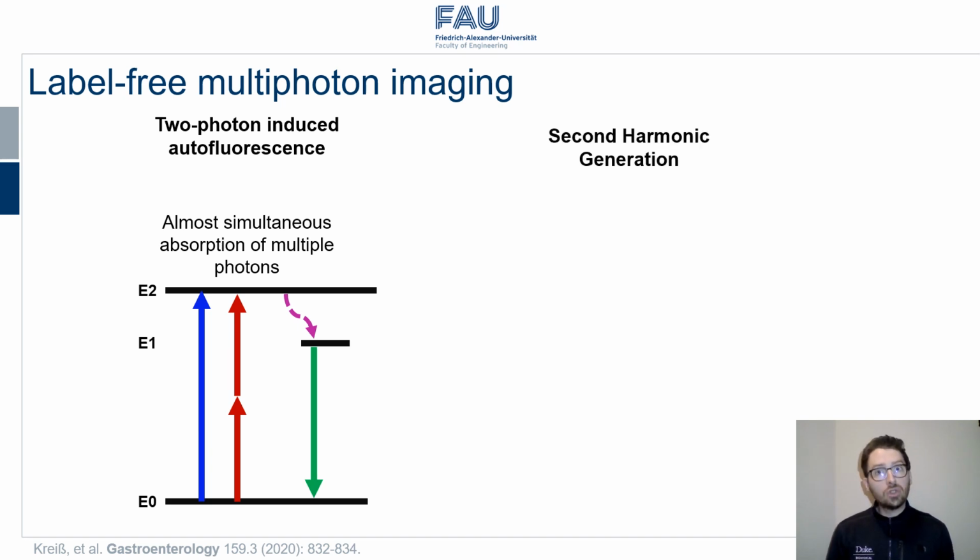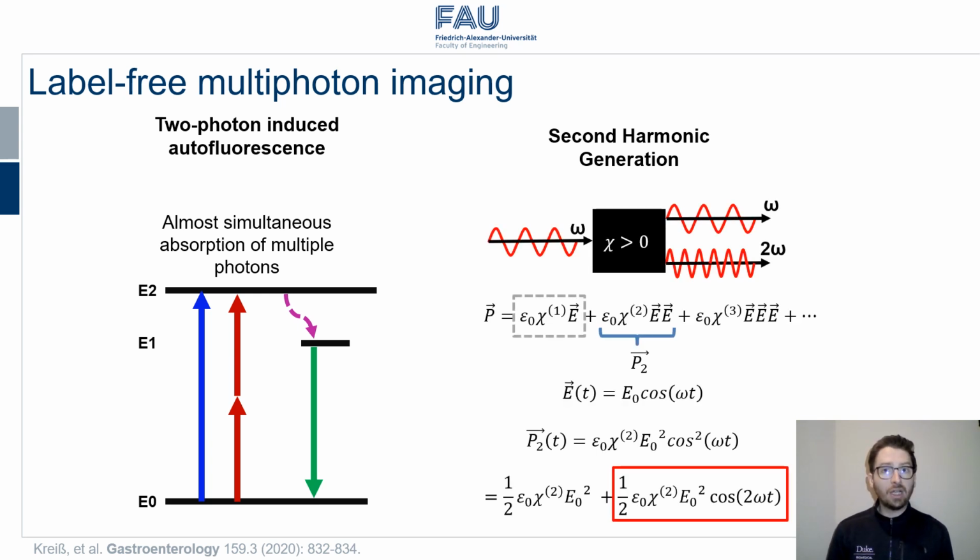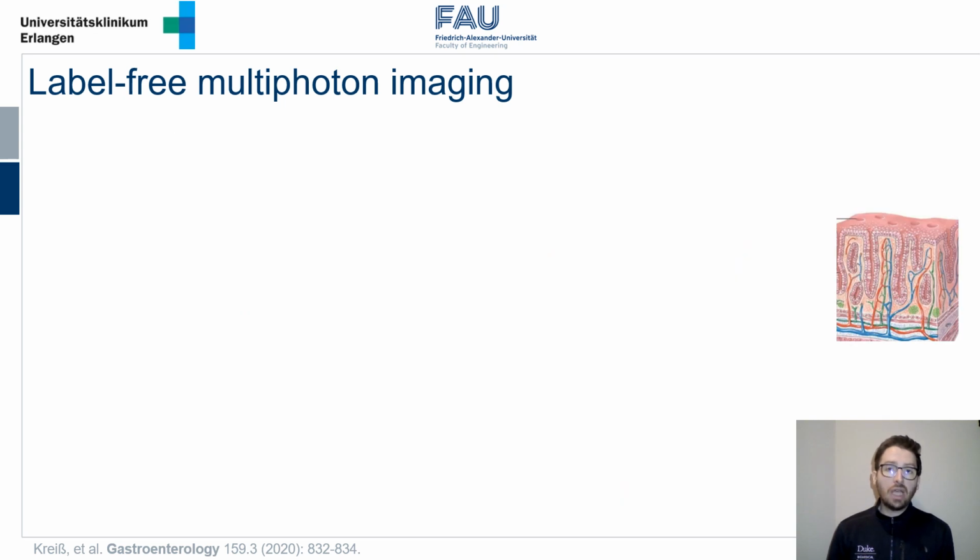Multiphoton imaging is also based on second harmonic generation, where the electrical field of the incoming laser interacts with the polarization properties in your sample to then induce higher harmonic signals, for instance, second harmonic. And these processes together can be used to derive molecular contrast from unstained tissue samples.